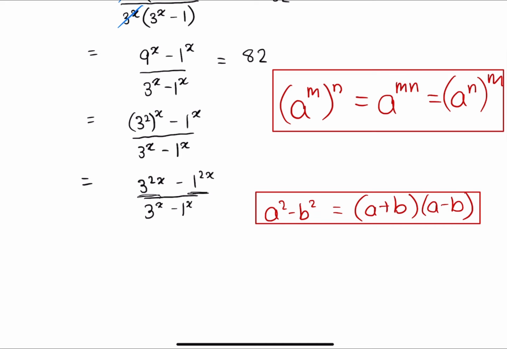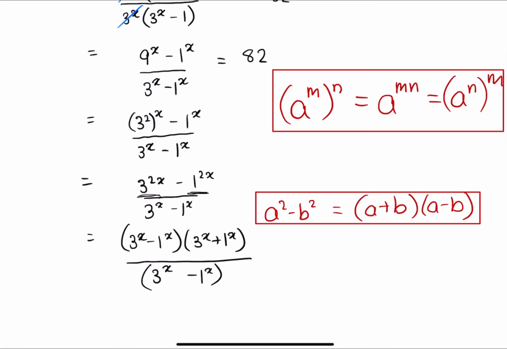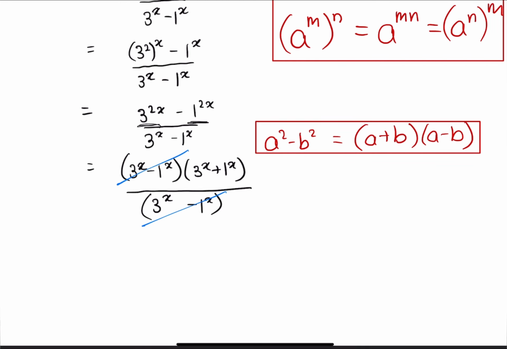We're going to write this out as 3 to the power of x minus 1 to the power of x times 3 to the power of x plus 1 to the power of x. And our fraction is this. Now, again, if you look closely, the 3 to the power of x minus 1 to the power of x cancel out on the numerator and the denominator. So now we're left with 3 to the power of x plus 1 to the power of x, which is the same thing as 1, and this gives us 82.